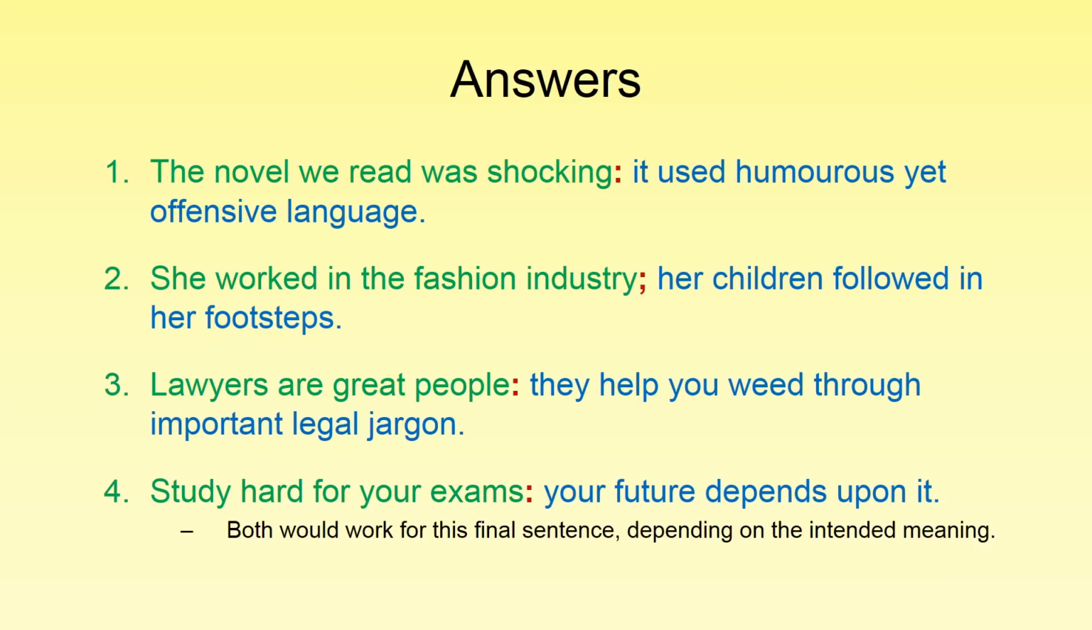All right, let's take a look at the answers. You'll notice that I have the sentences color-coded, so each clause in green is independent and each clause in blue is independent. So it's really just this central area we're looking at with regards to punctuation. In this first example, we have: the novel we read was shocking. Why? It used humorous yet offensive language. So we have this questioning state here derived from the colon and the answer or explanation coming afterward.